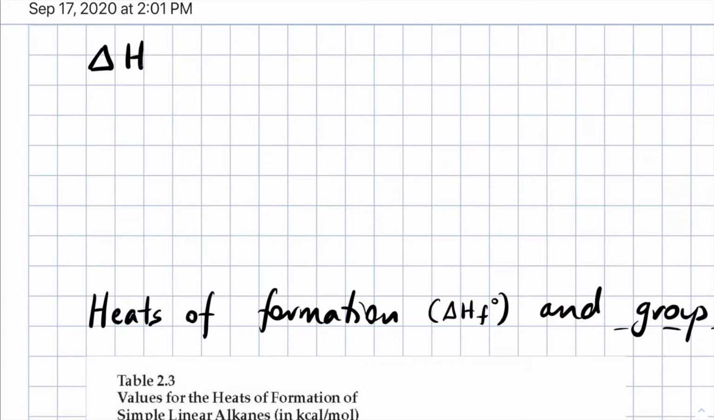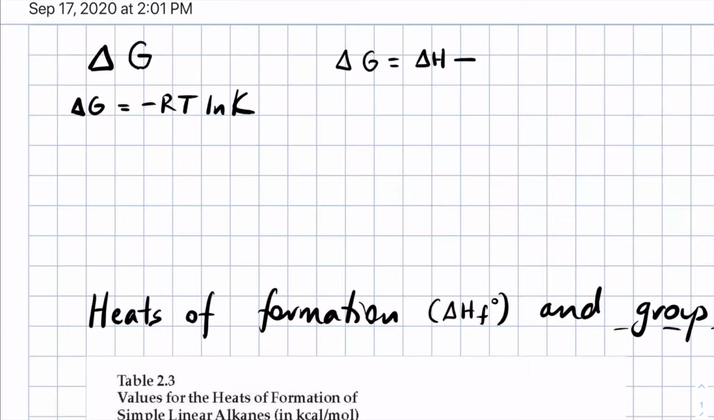When we talk about thermodynamics, we're talking about free energy. The change in free energy for a process describes whether it's spontaneous. Remember that delta G equals minus RT ln K. So the equilibrium constant for a process is determined by the free energy, and the change in free energy for a process is equal to the change in enthalpy for that process minus your temperature times the change in entropy.